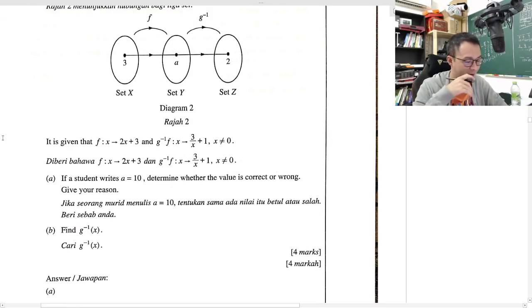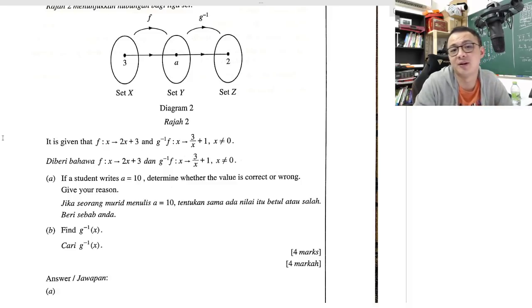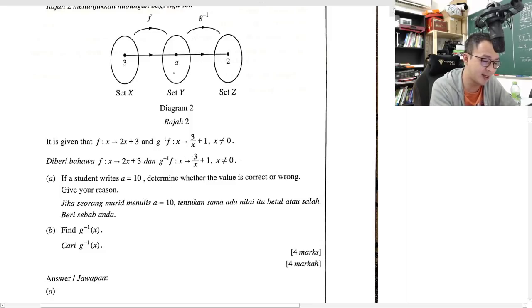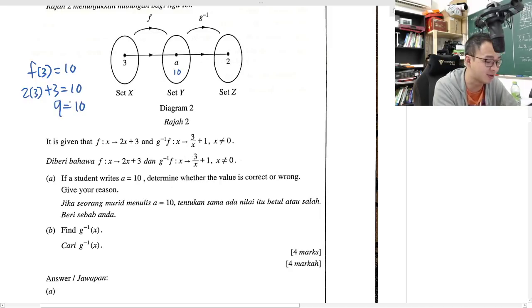Okay, function. If the student writes a equals 10, determine whether the value is correct or wrong. We just substitute. That means if the student writes a equals 10, then f(3) will equal 10, because this is how it works. So let's substitute into f(x) equals 2x plus 3. x is 3, so 2 times 3 plus 3. 6 plus 3 is 9. Does 9 equal 10? 9 is not equal to 10. So therefore, it is wrong.